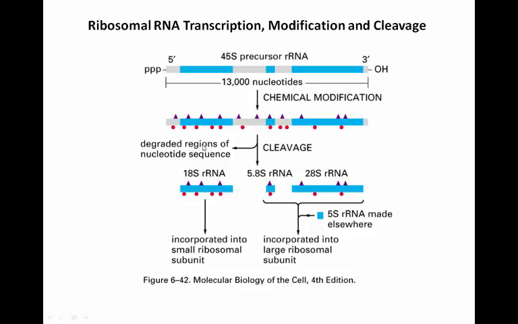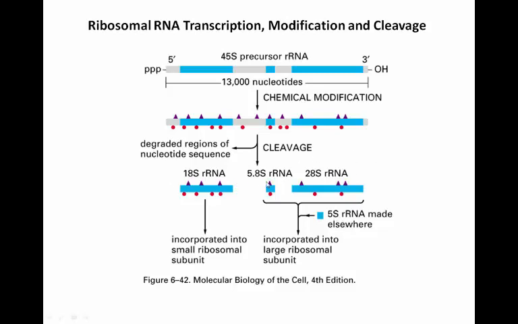We degrade the regions of nucleotide sequence. We have cleavage, so this part gets degraded, this part and that part are degraded, and that leaves us with an 18S ribosomal RNA. That's this part right here that now is modified. This small part is 5.8S ribosomal RNA, and then we have the 28S ribosomal RNA, the 5.8S and the 28S, plus the 5S, which is made not in the nucleolus, but in some other part of the nucleus.